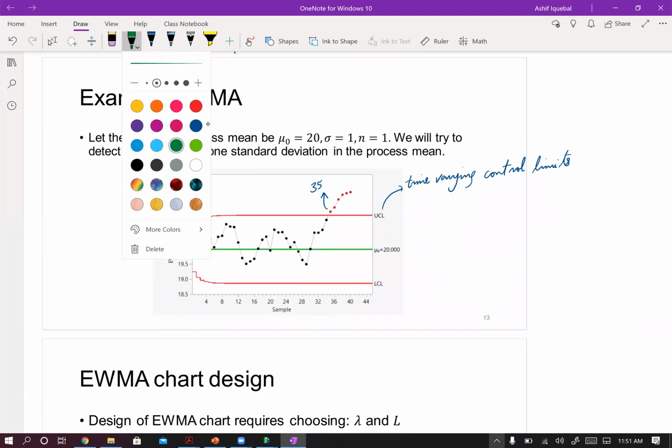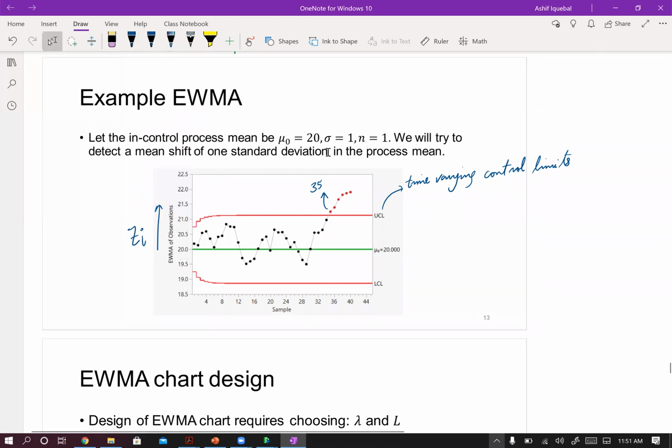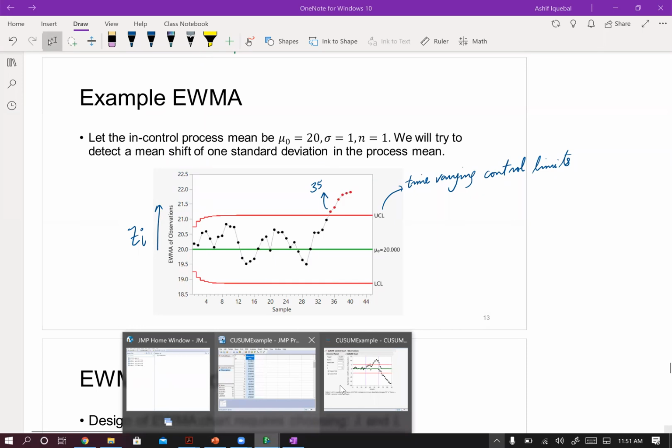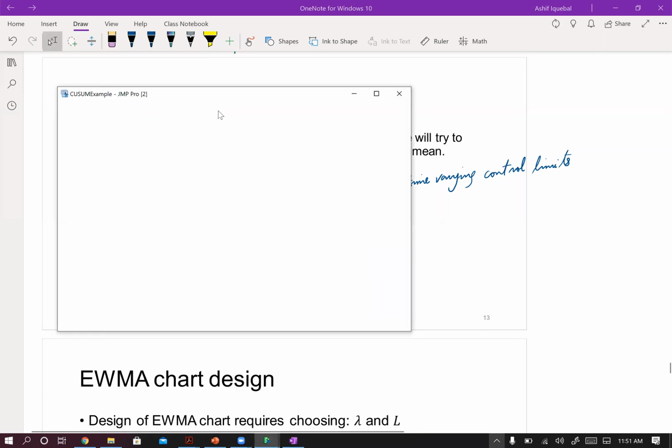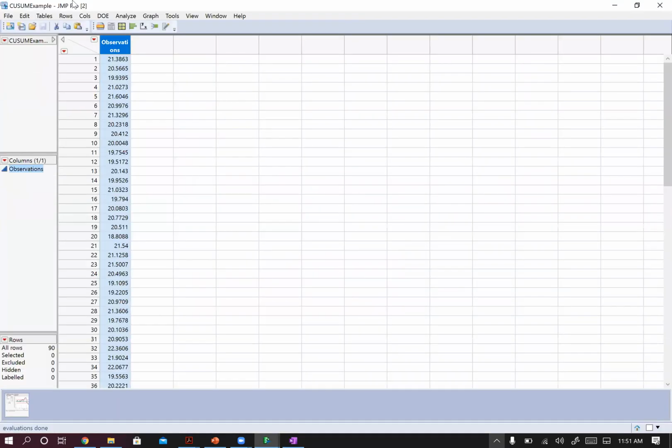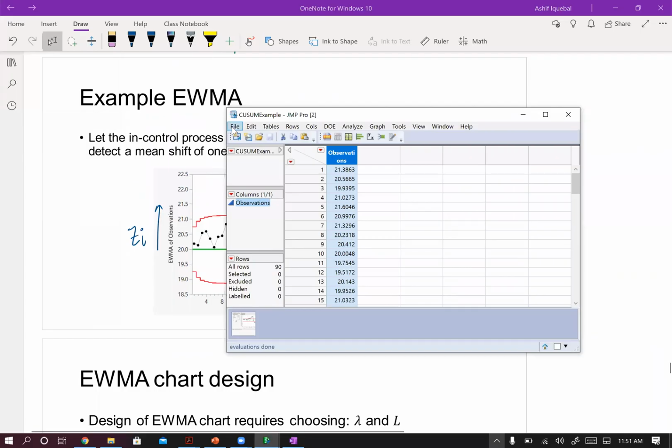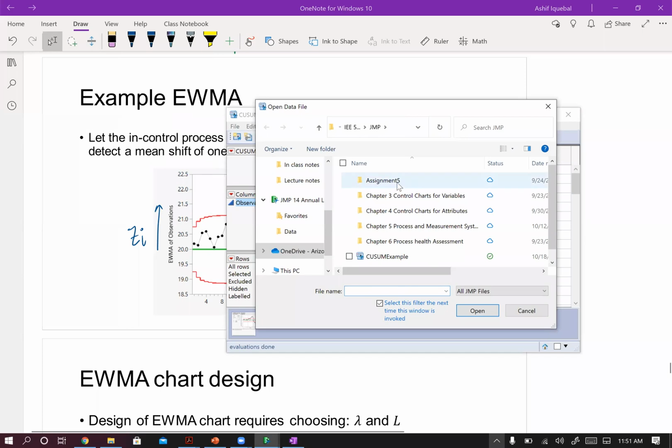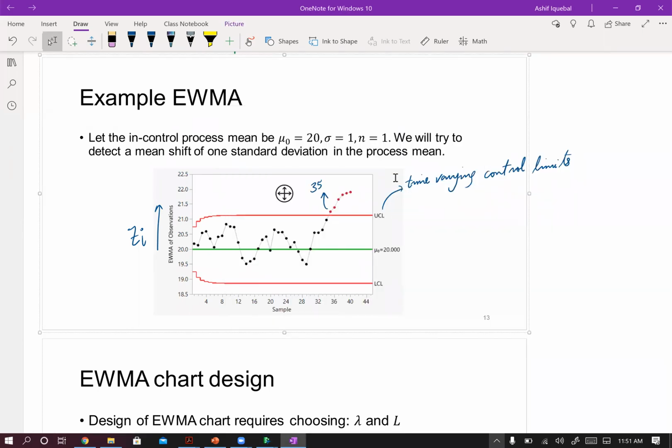Now, I think we still have some time, so I thought maybe it would be better to show you how to do EWMA on JMP. So let me quickly open the example here. File, open. Oh, by the way, I didn't actually talk about the control limits here. Completely forgot. So let's calculate the control limits quickly. In this case, I'm just going to calculate the steady state values, okay? You can calculate the time varying values yourself.